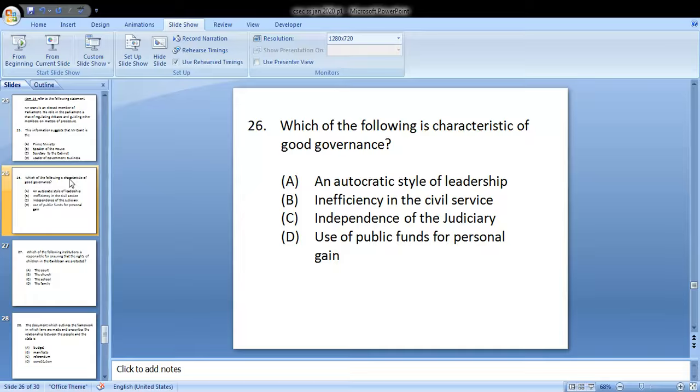Which of the following is a characteristic of good governance? A. An autocratic style of leadership. B. Inefficiency in the civil service. C. Independence of the judiciary. D. Use of public funds for personal gain. The answer would be C. Independence of the judiciary.